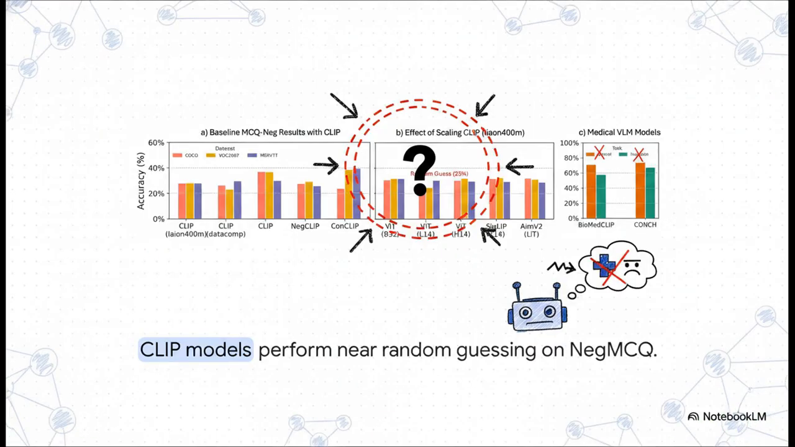And honestly, the multiple-choice question task reveals an even starker failure. Standard CLIP models hover right around 25% accuracy on these negation questions. That is literally random guessing. And no, just making the model bigger doesn't fix it. Scaling from a base to a huge vision transformer doesn't solve the underlying issue. Alarmingly, even highly specialized medical VLMs like Conch suffer a 33% accuracy drop when you introduce negation to diagnostic text.